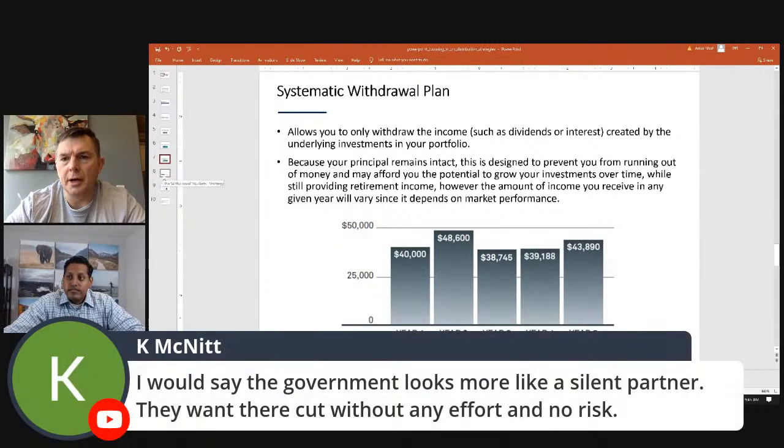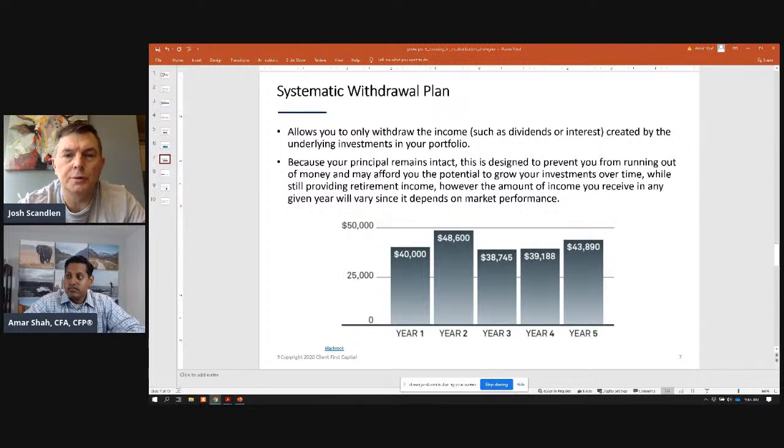I also want to point out, Cade McNitt says the government will be a silent partner. And I absolutely think one of the things about any of these rules is they overlook the fact that you're going to pay a pretty good amount of taxes if this all comes from pre-tax accounts. So just assume a 20% hit. If you're taking 4% a year, and 20% of that goes to the IRS and your state, that's what, 3.2% after taxes. So anyway, let's keep going.